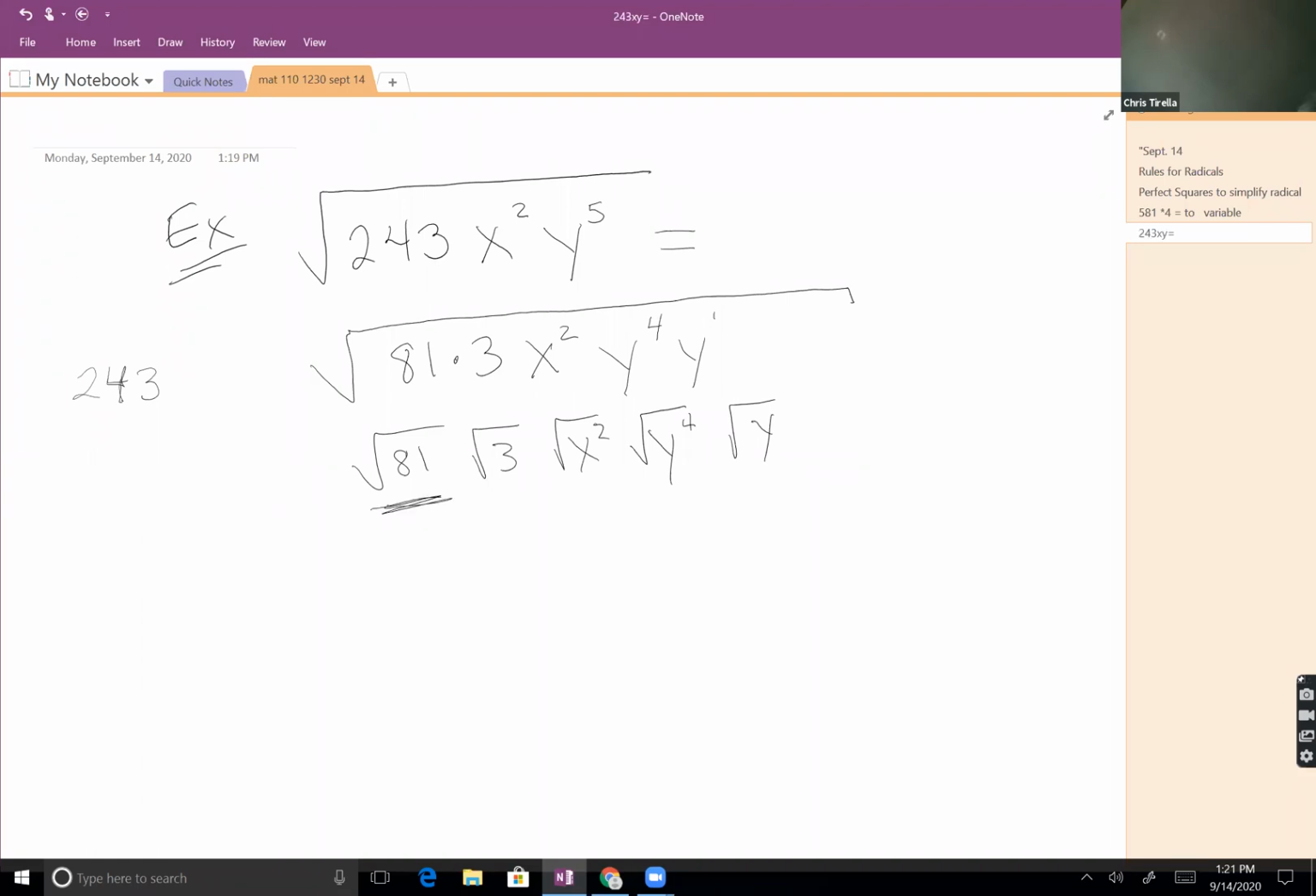Perfect squares, the square root of 81 is 9. The square root of x to the second, 2 divided by 2 is 1, x to the first. The square root of y to the fourth, 4 divided by 2 is 2. So those are my perfect squares. And then the others have to stay underneath the radical. That one all right?